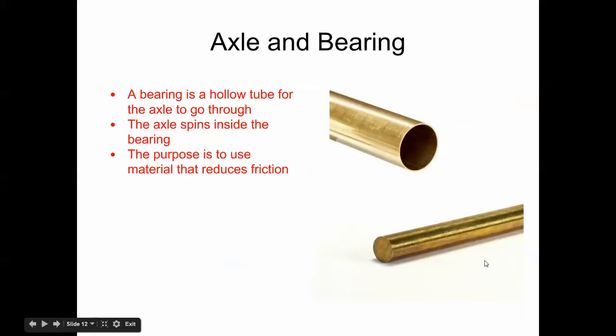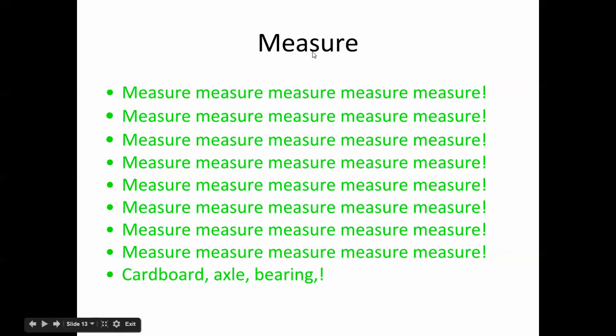Write this down. A bearing is a hollow tube. So this goes inside this, and this probably will spin depending on how you do it. The way I set mine up, this one spins. But at any rate, these things spin, and the purpose is to use a material like brass that reduces friction.